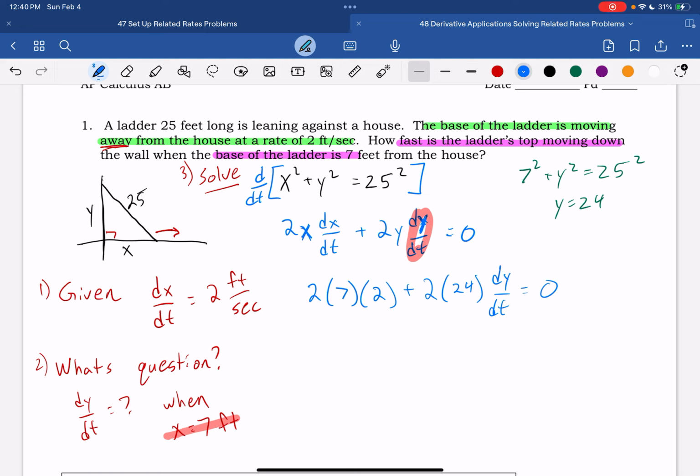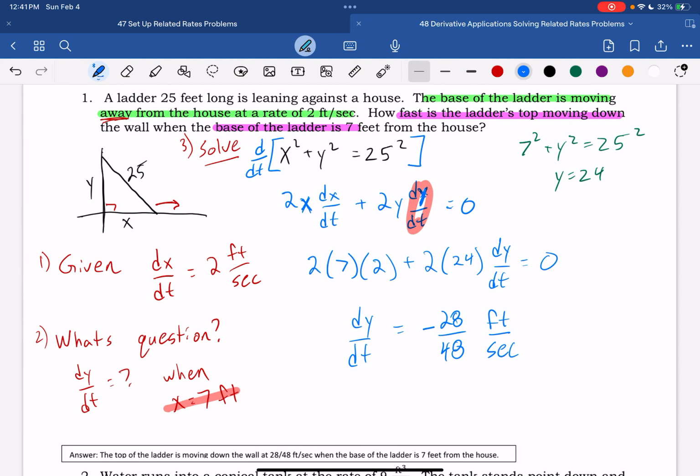We can simplify this, and we can solve for dy/dt, and we get that dy/dt is equal to negative 28 over 48. We cannot simplify it, not really an issue. Then we want to make sure that we get units on there as well. So your change in y, the rate at which the top of the ladder is moving down, is negative 28 over 48 feet per second.